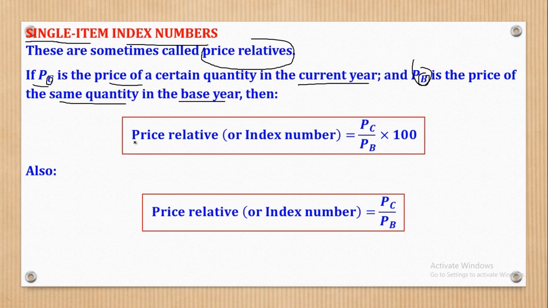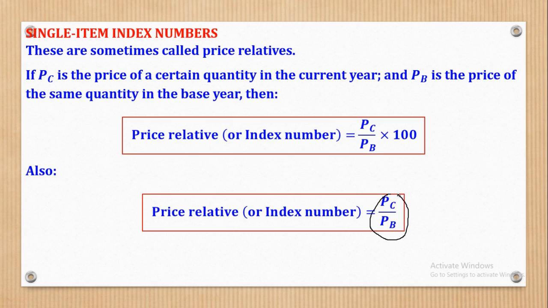Like I told you previously, these two terms were different, but now they are the same. So whether the question says price index or price relative or index number, you will still have the same formula, either this or this. Previously, the one without 100 was for price relative, and the one with 100 was for price index. But now any of the two is okay. You can either use this when they ask for price relative or price index, or you can use this when they ask for price relative or price index. Any option is okay.